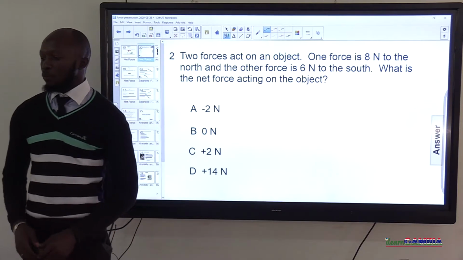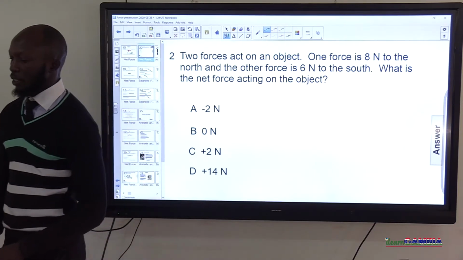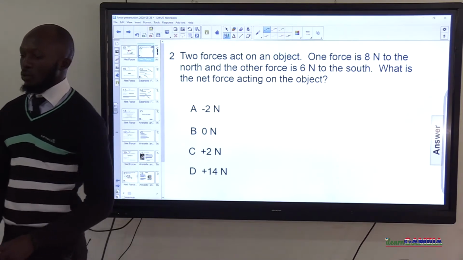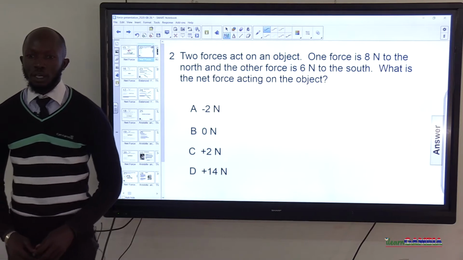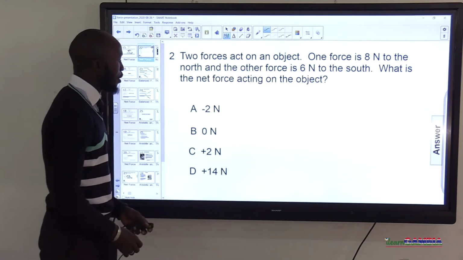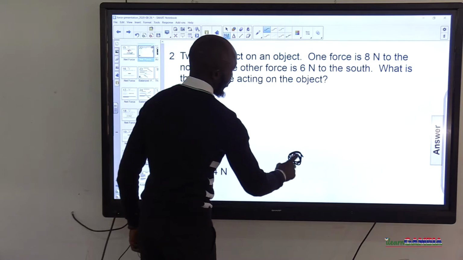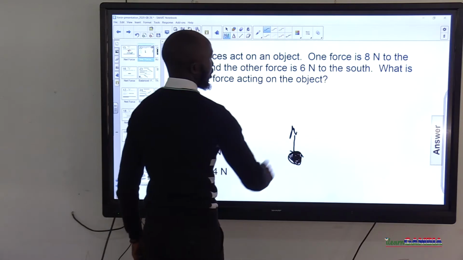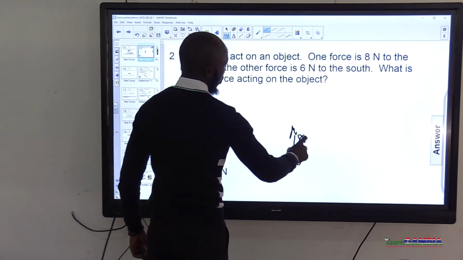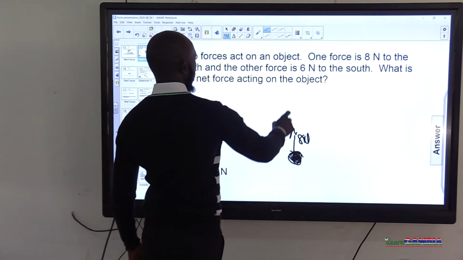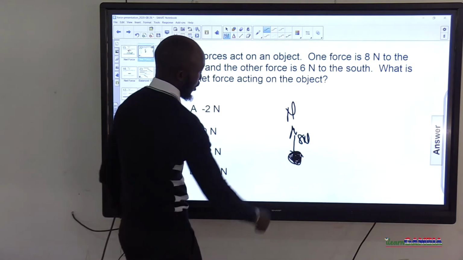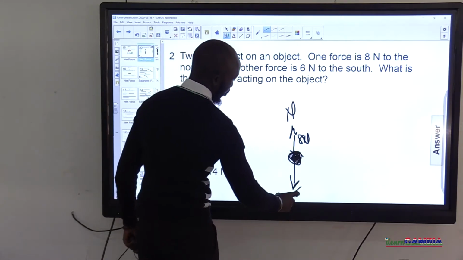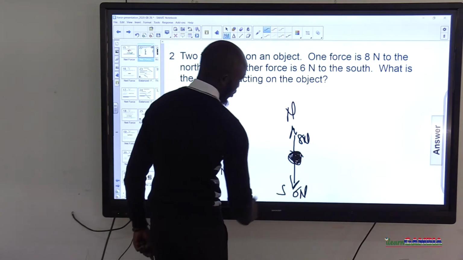Number 2, two forces act on an object. One force is 8 Newtons to the north, and the other force is 6 Newtons to the south. What is the net force acting on the object? Again, you have to draw the free body diagram. This is your object here. One force is 8 Newtons to the north. This is north. And the other force is 6 Newtons to the south.